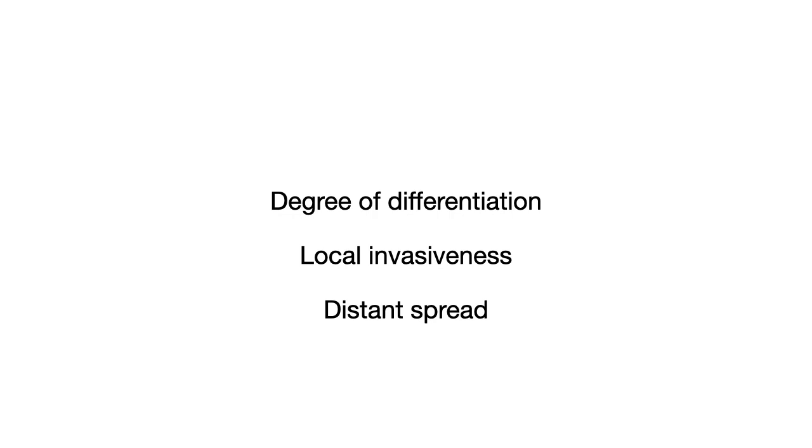Number two is local invasiveness, and you see this in a lot of tumors. You can see tumors that do not necessarily have the propensity to metastasize but are capable of local invasion. And of course, number three is distant spread or metastasis.